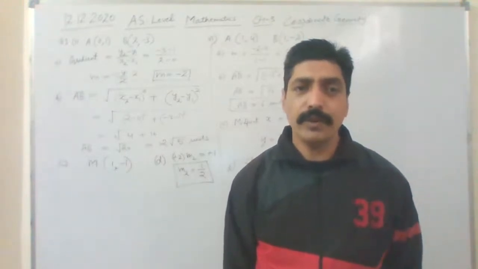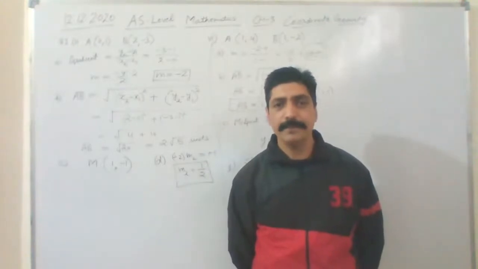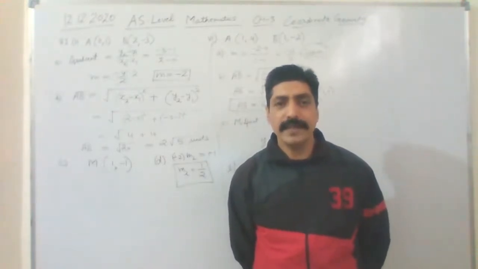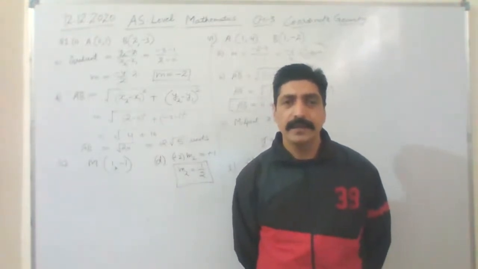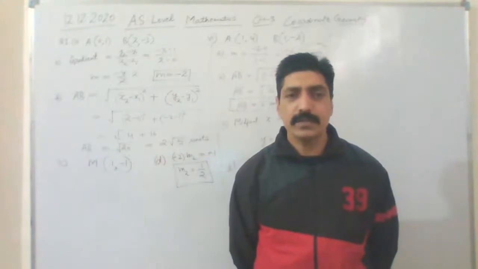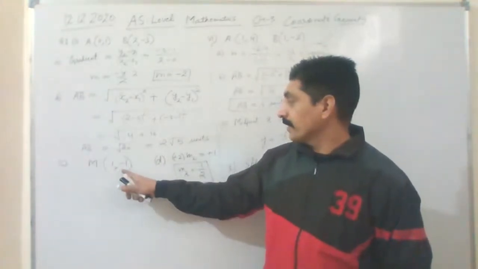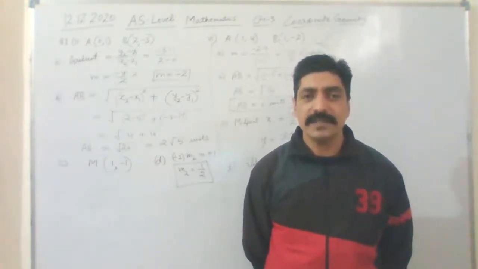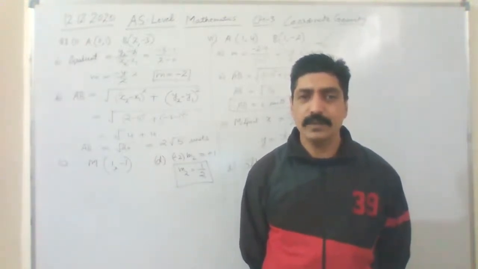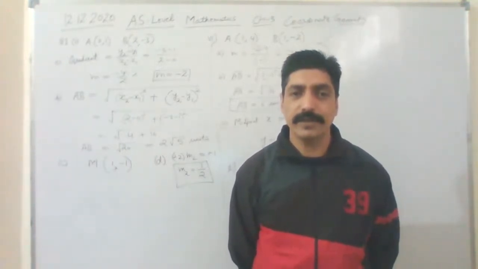Then third, the midpoint formula. If 2 points are given in the Cartesian plane, like one point A, its coordinates are x1 comma y1, and the other point B, its coordinates are x2 comma y2, then the midpoint of these 2 points is always equal to x1 plus x2 divided by 2, and y is equal to y1 plus y2 divided by 2. These are the coordinates of the midpoint.